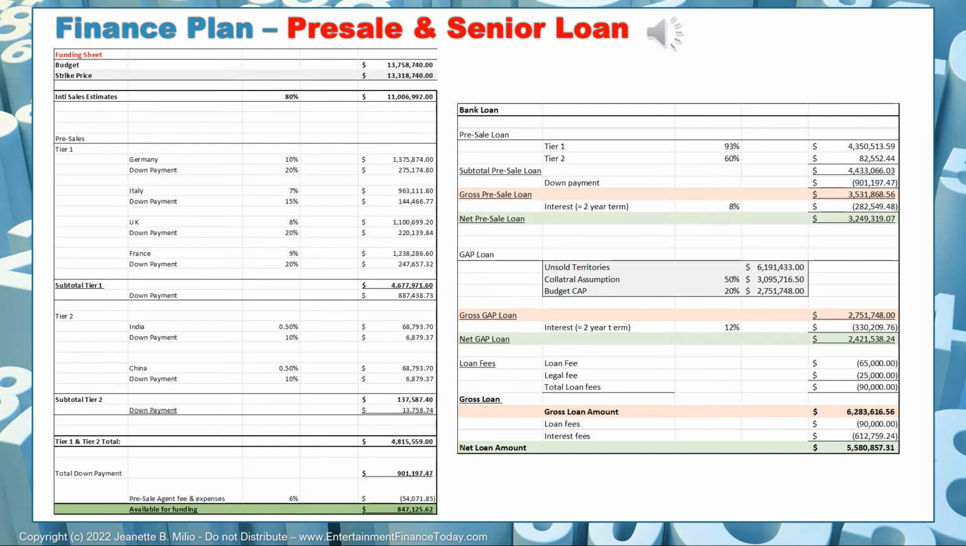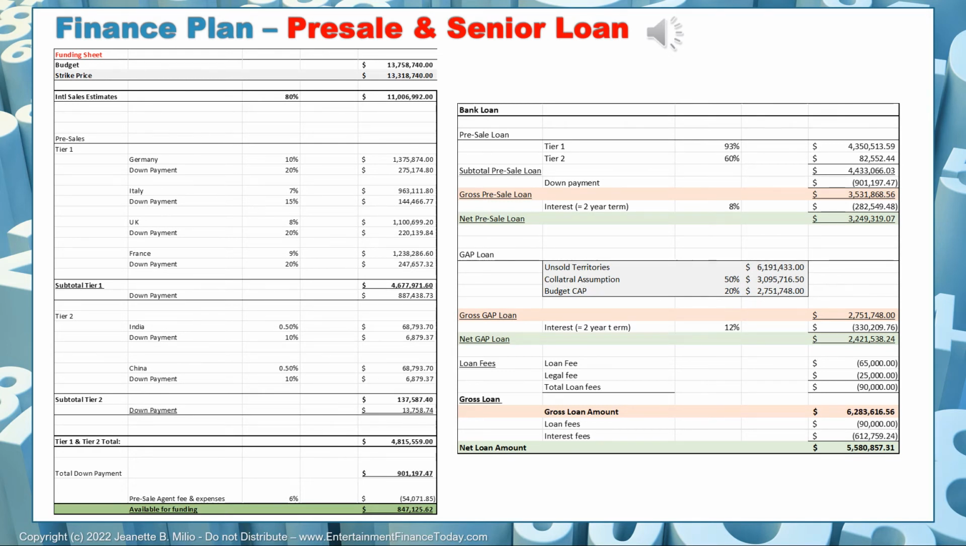Now for the sales estimates, we go by the entire budget. We're not going by the strike price. 80% of the budget, 13,758,740, is 11,609,992. So this is an assumption. This is what we believe we can generate through distribution revenues from international, non-US, international territories.